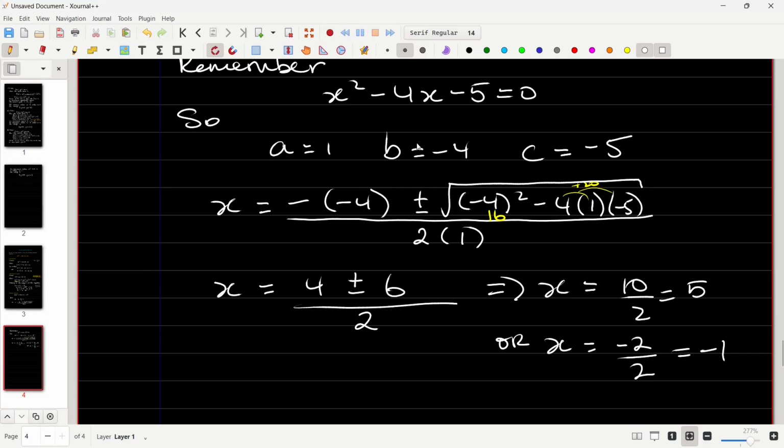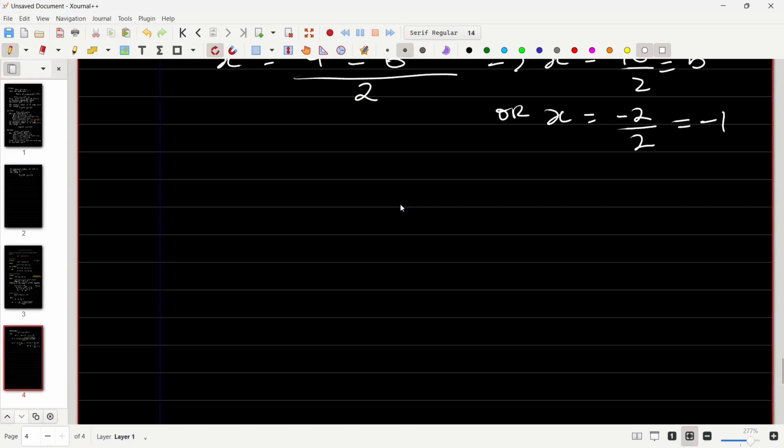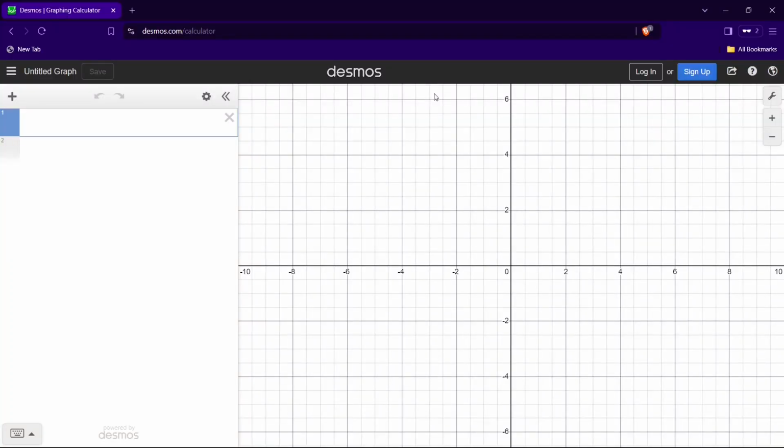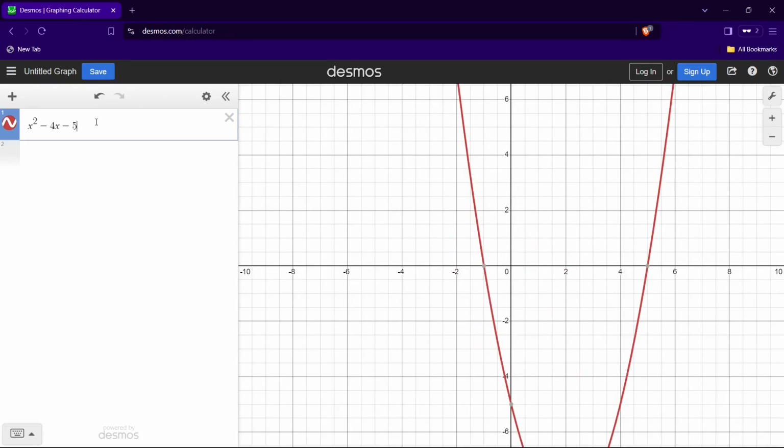Now, let's go and look at the last method, which is simply graphing the entire thing on one of the graphing calculators. All right, so this is the graphing calculator. Notice that it is desmos.com/calculator, and all we have to do is type in the function here. So x raised to the power of 2, then we say minus 4x minus 5. Notice the graph was shifting around as we type it in.